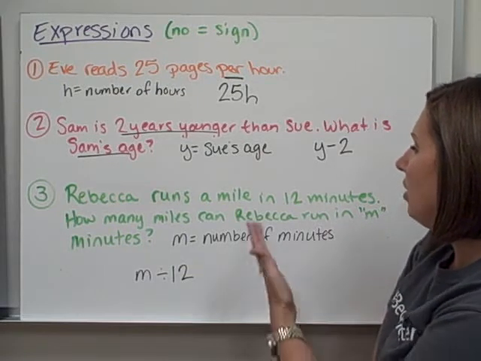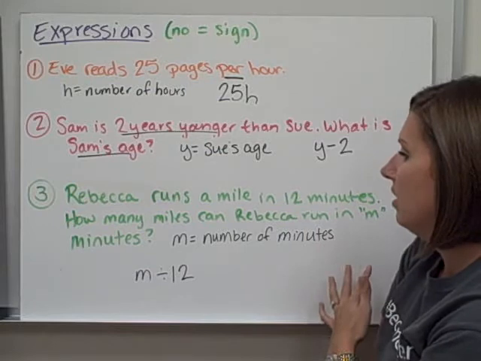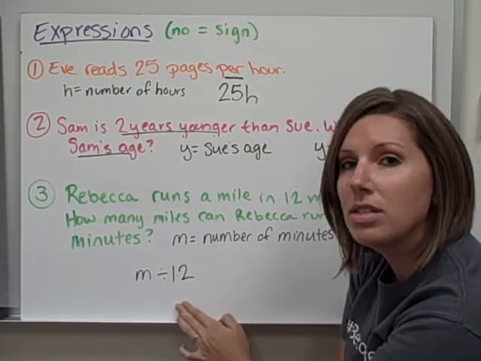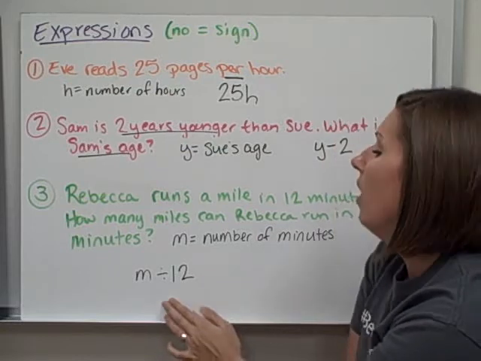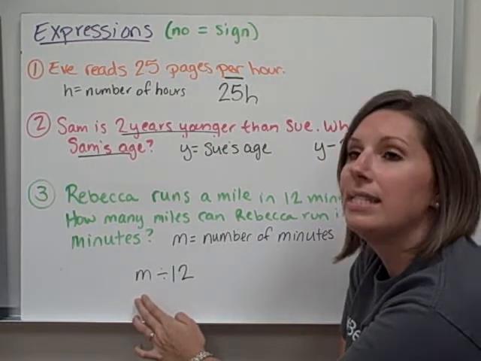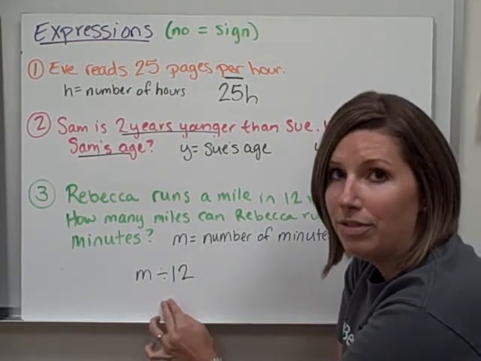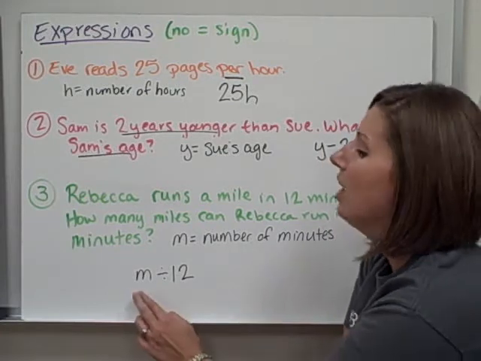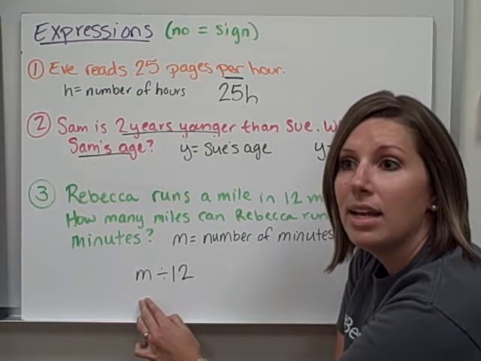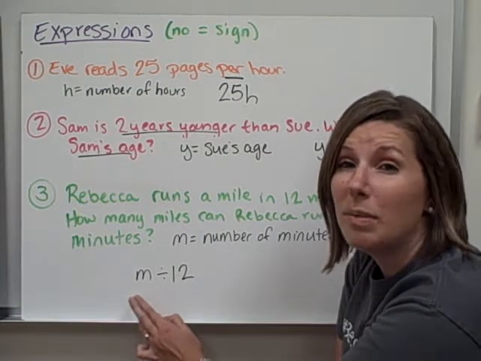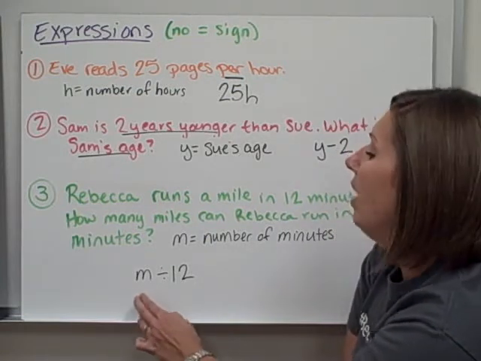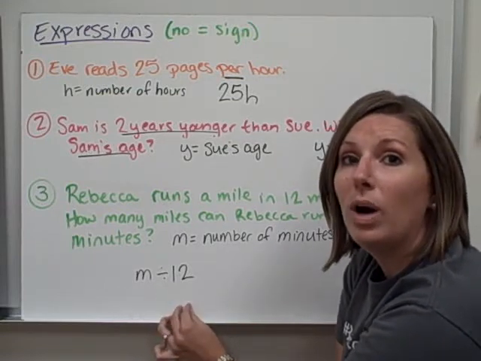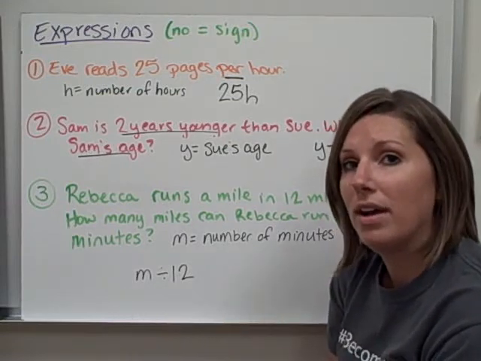Now let's think about this. She runs a mile in 12 minutes. So if we have an unknown number of minutes, how many miles does that equate to? So I've got to take my number of minutes and divide it by 12. That will give me how many miles she's run. So it could be 24 minutes, and it could be 48 minutes, it could be 60 minutes. Whatever number of minutes she ran, we're going to divide that by 12 and get our miles from that.